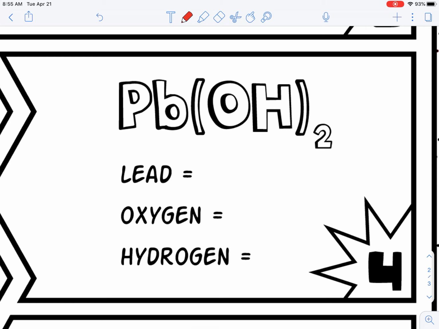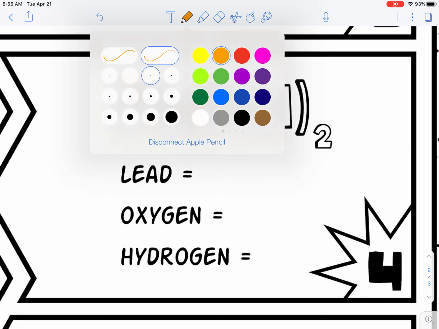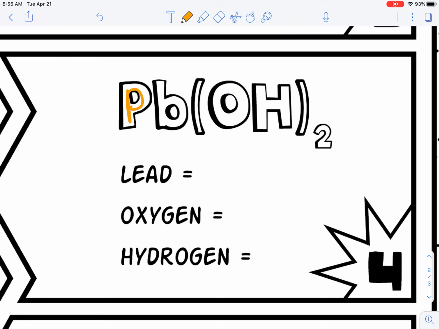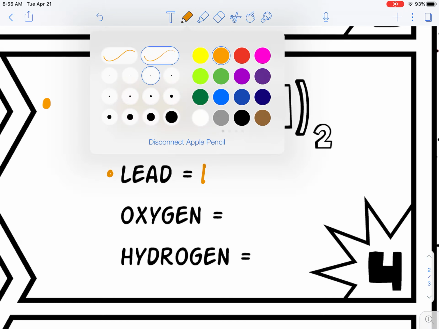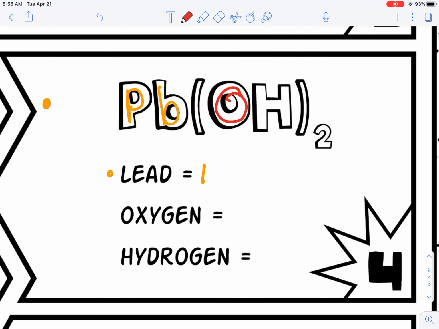For number 4, I have some parentheses now. So I want to go back and draw a picture for this one since it's the first parentheses one that we've done. So lead, Pb, I have no subscript. I have just 1. O, I have no subscript here. So I'm going to put 1 oxygen. And hydrogen, I have no subscript here. I'm going to put 1 hydrogen.